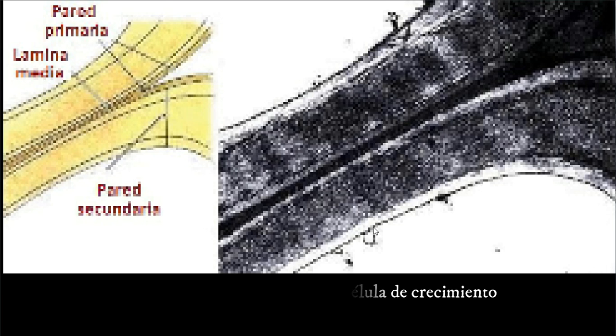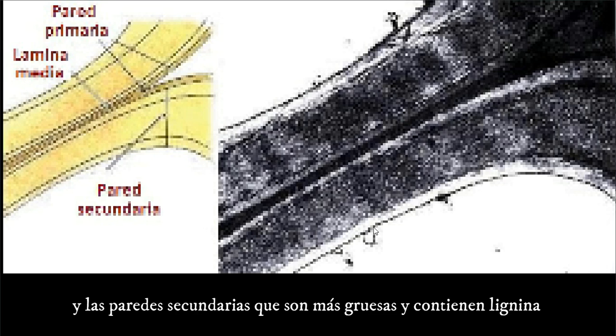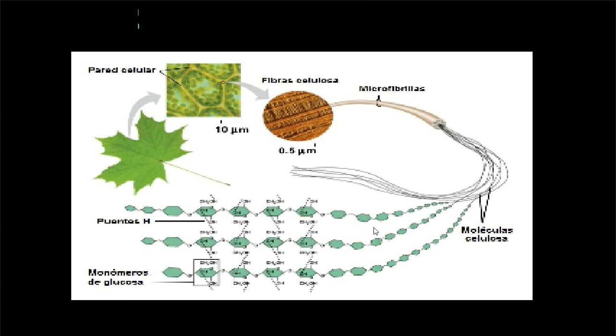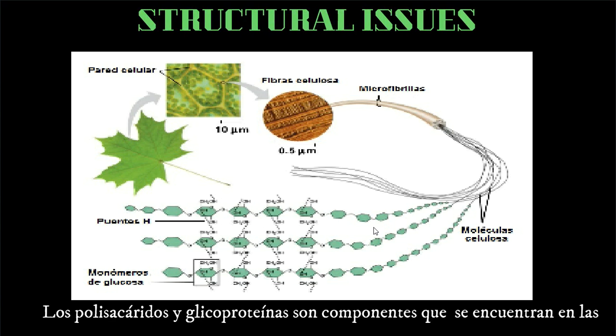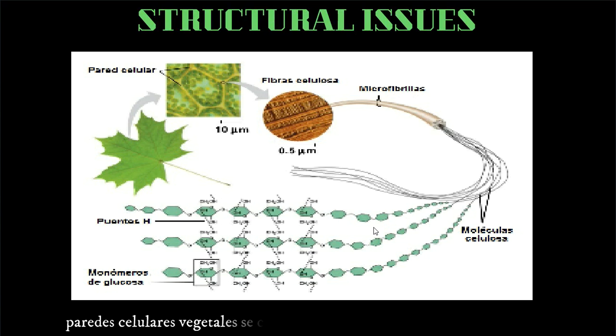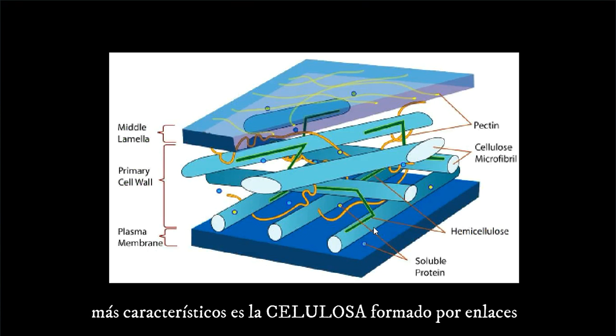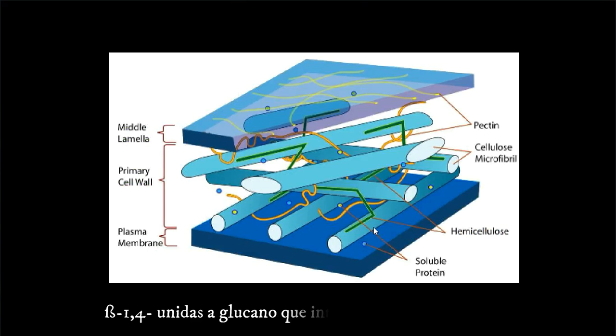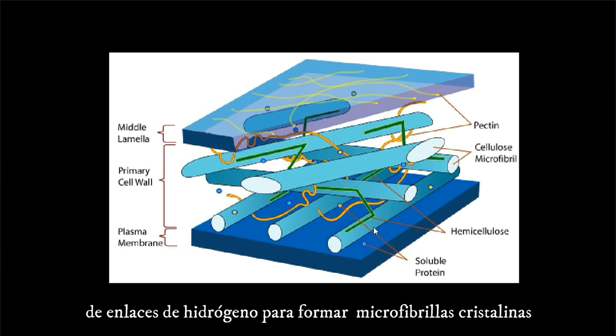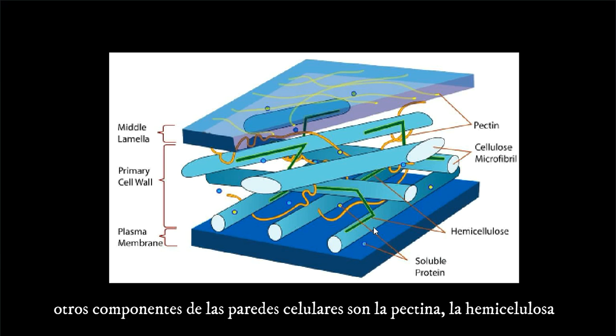The primary wall surrounds the growing cells, and the secondary wall is thicker and contains lignin. Polysaccharides and glycoproteins are components found in the cell walls of the plant and are characterized by their structure. Their most characteristic component is cellulose, formed by beta 1-4 linked glucan, interacting with each other through hydrogen bonds to form crystalline microfibers. Other components of cell walls are pectin, hemicellulose, enzymes, and structural proteins.